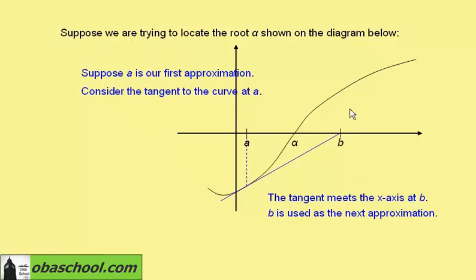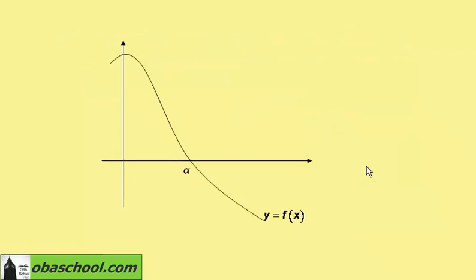So we take the tangent at B, and then this point would be used as the next approximation. We would take the tangent here, and then here, and so on, working our way in towards alpha. Let's have a look at this in more detail.